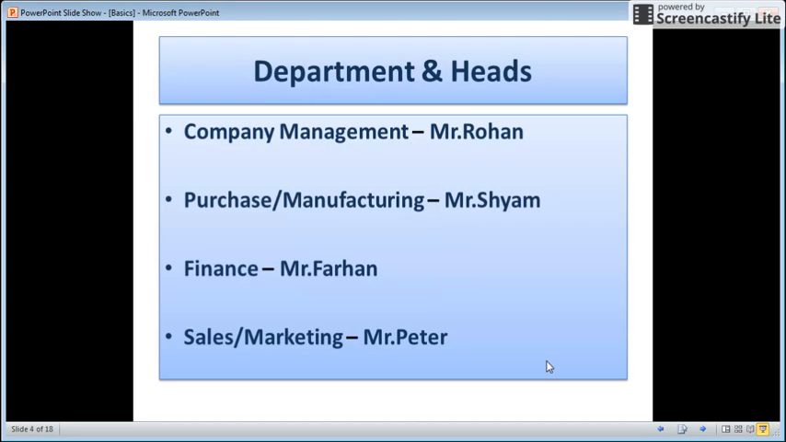The company then decided to have three departments to start with: a purchase and manufacturing department, a finance department, and a sales and marketing department. After identifying three major departments, the company then appointed four heads. Mr. Rohan will be taking care of the entire company's operations. He will be the managing director of the company. Mr. Sham will be heading the purchase and manufacturing function. Mr. Farhan will be heading the finance function. And Mr. Peter will be heading the sales and marketing function.